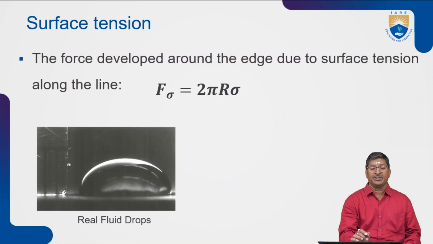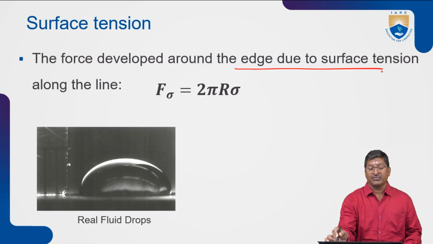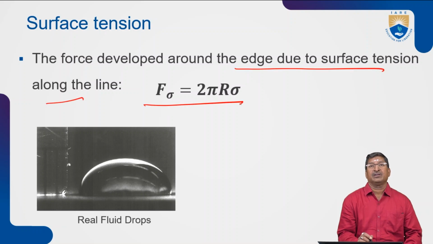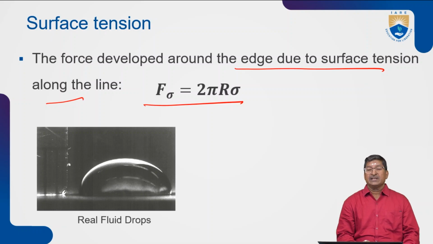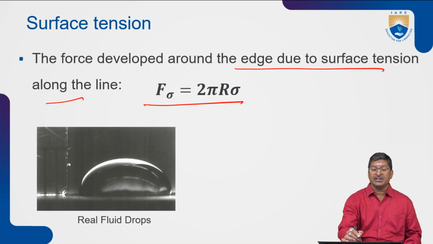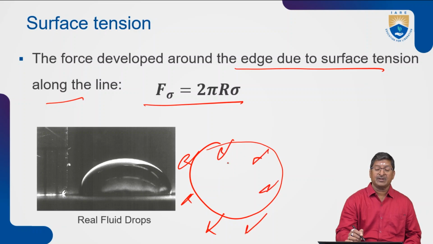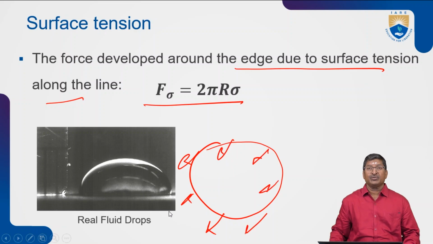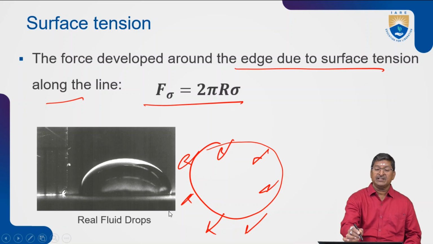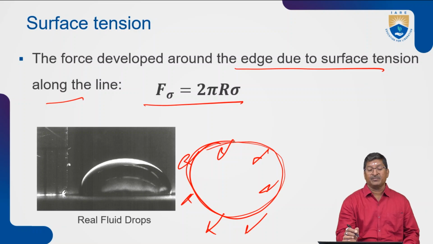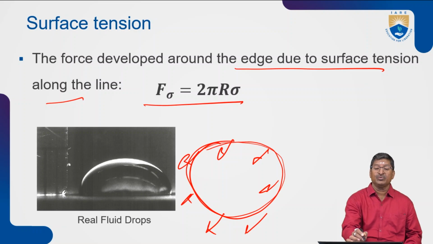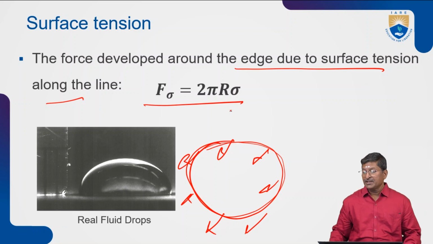The force developed around the edge due to the surface tension along the line, F sigma, means surface tension force, is equal to 2 pi r sigma. Here the force will act at the surface, and that force is nothing but 2 pi r sigma. 2 pi r is the perimeter of this droplet and sigma is the force per unit length. So the total force is equal to 2 pi r into sigma, that is pi d into sigma.